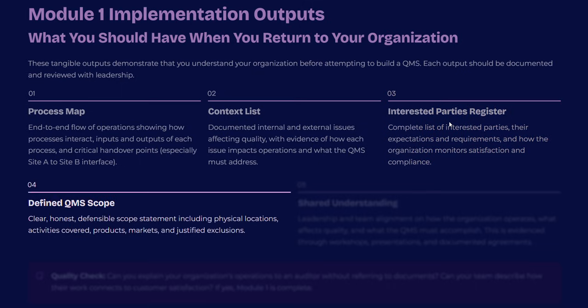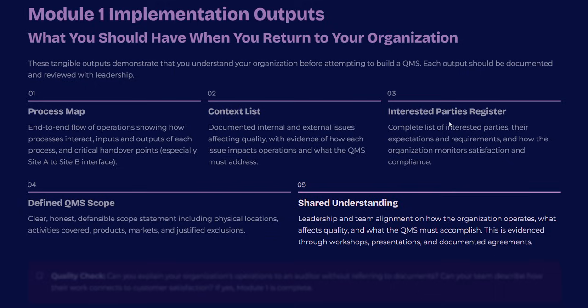Number four, define QMS scope. Clear, honest, defensible, a scope statement. You should be able to build that and understand that, including physical locations, activities coverage, product, market, and justified exclusion.